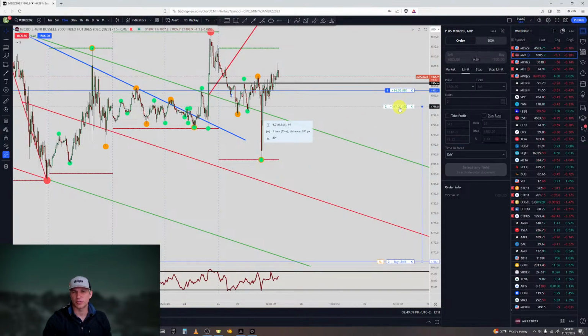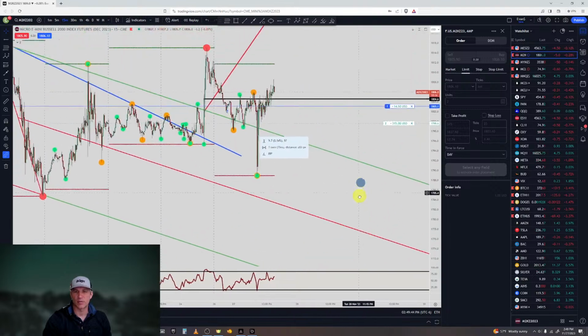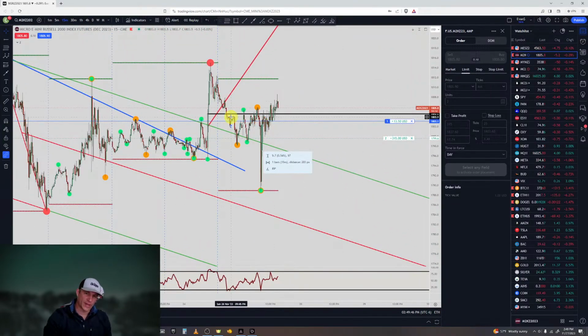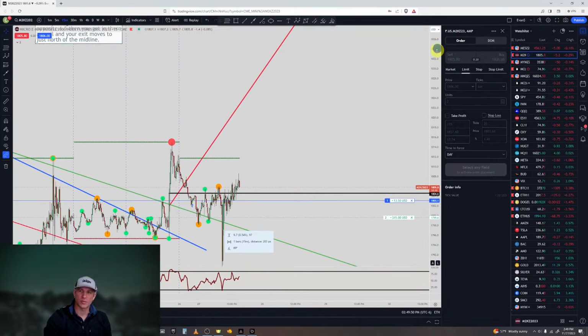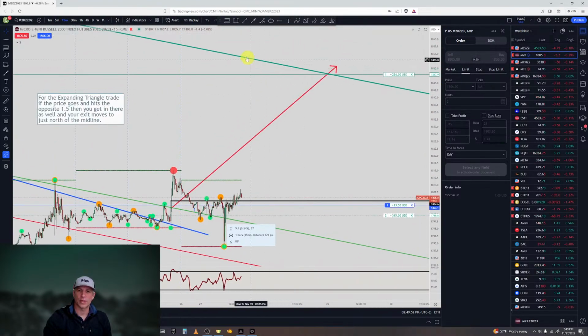Probably a little lower, just to ensure you get out. Take a little loss and have a big gain on that one. But what we're looking for right now is for the price to really rock it up, all the way up here at this green line right here. So that's the target we're looking for currently.